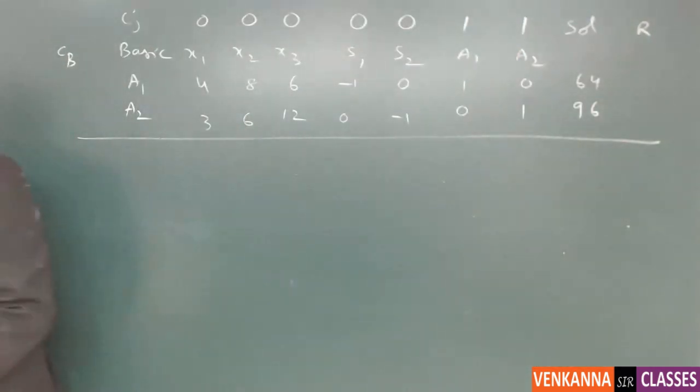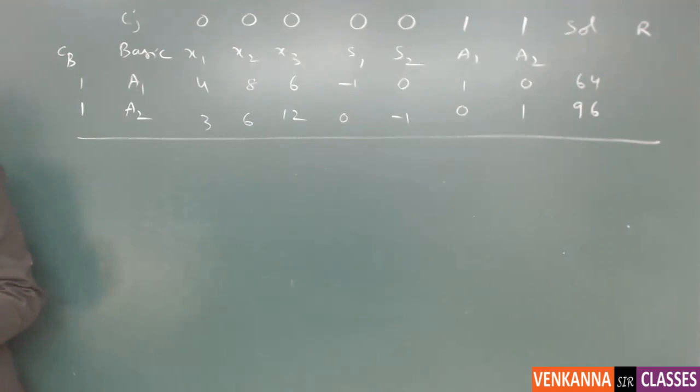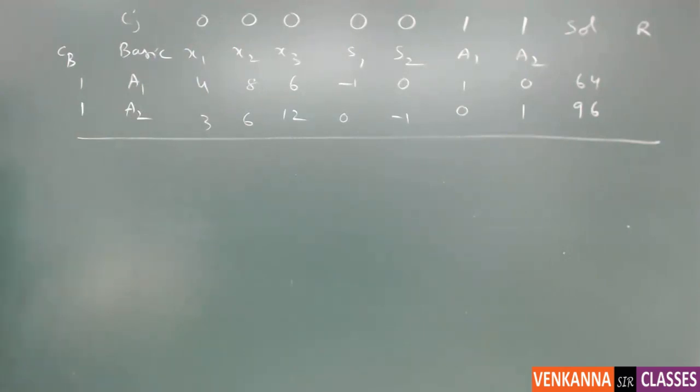So for the time being, I don't want to compute Zj as well as Cj minus Zj values, which you can do on your own. Now you just tell me what are the key columns here to replace. I think you know what to do next. Now you can understand the difference between regular simplex table and this two-phase simplex table.